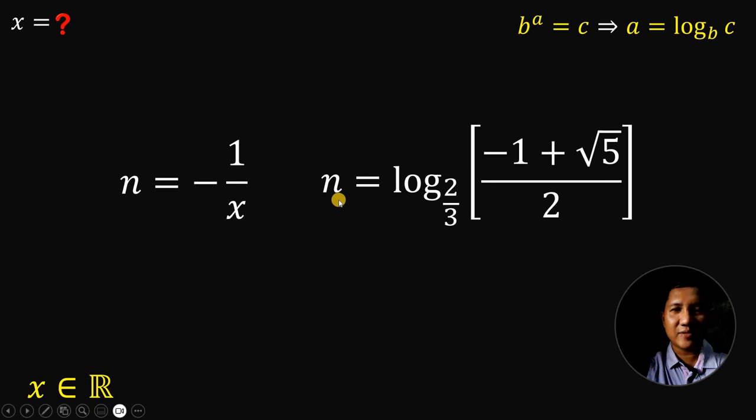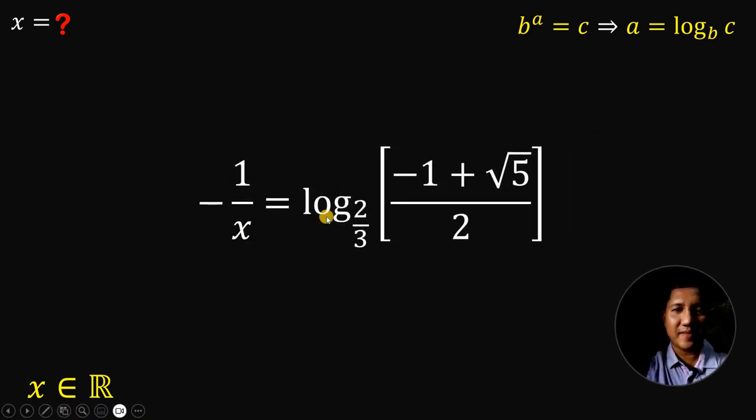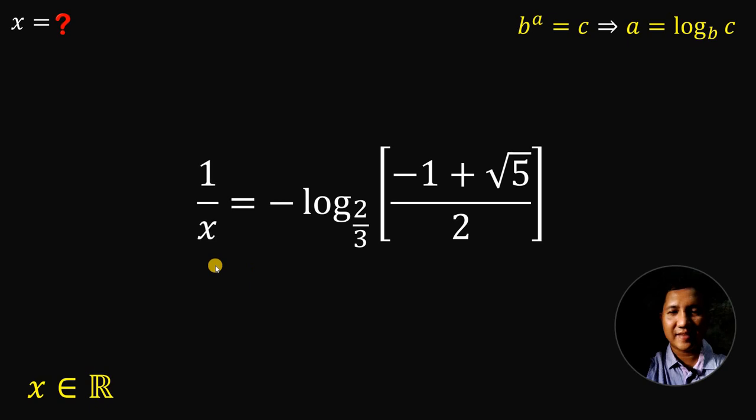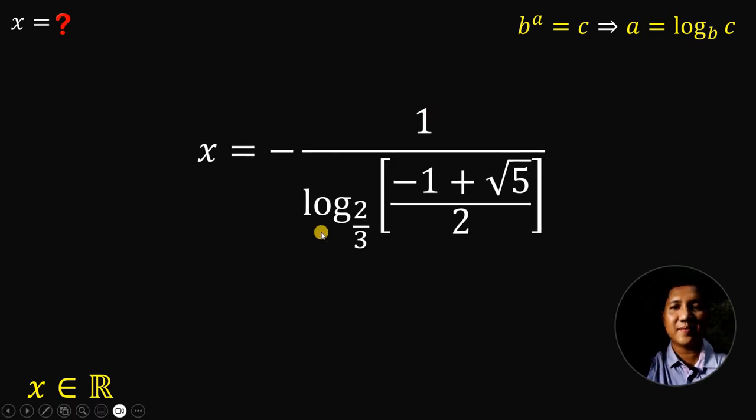Now, we want the value of x, of course. So this n is equivalent to the logarithm, and the other n is equivalent to negative 1 over x. So we can equate those expressions. So now we have negative 1 over x equals logarithm of negative 1 plus square root of 5 all over 2 to the base of 2 over 3. Now to solve for the value of x, first we need to multiply both sides by negative 1. And then, to get the value of x, let's get the reciprocal on both sides. So x equals negative 1 all over logarithm of negative 1 plus square root of 5 all over 2 to the base of 2 over 3.